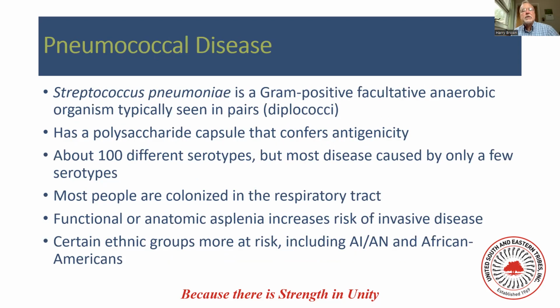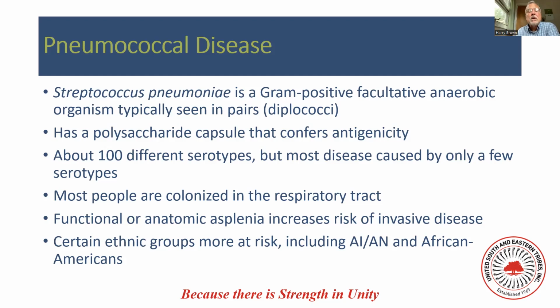Don't worry, we're getting close to the end, but I think I'm going to run over the top of the hour here. Pneumococcus, another bacterial disease. There are about 100 different serotypes, but only a few are common. Most people carry this around with them all the time. It's in your respiratory tract, usually doesn't cause you any harm. Unless you're lacking a spleen, then it commonly causes invasive disease. There are also some ethnic groups, one of which is American Indians and Alaska Natives, that are at higher risk.